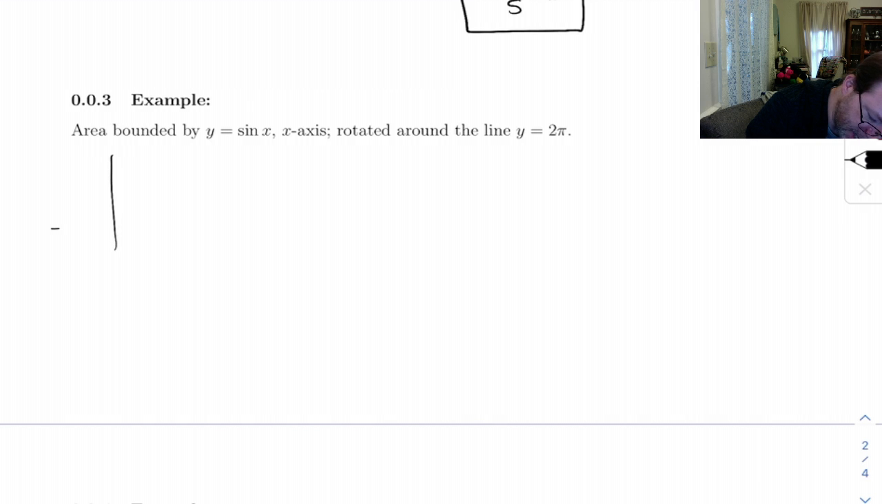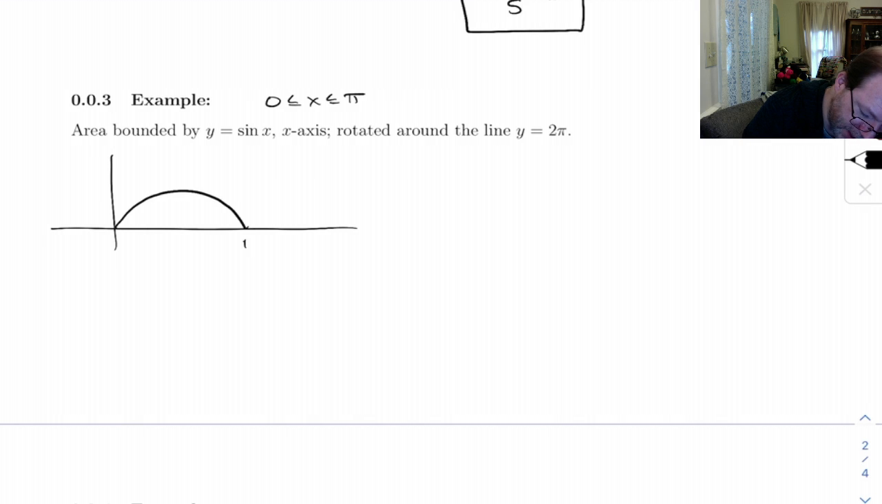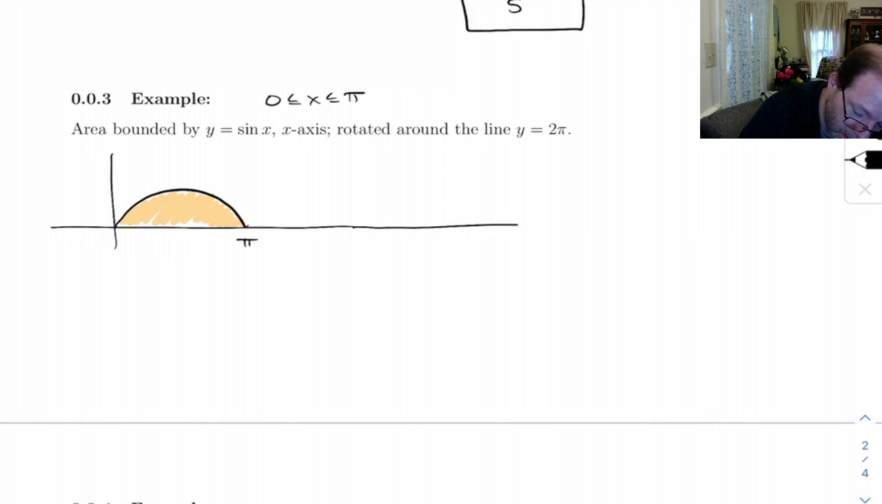You get y equals sine x and the x-axis. And I didn't say, but let's say from 0 to pi. So we've got this area here. And I want to rotate that around the line y equals 2 pi. All right, so that's pi, it's 2 pi.